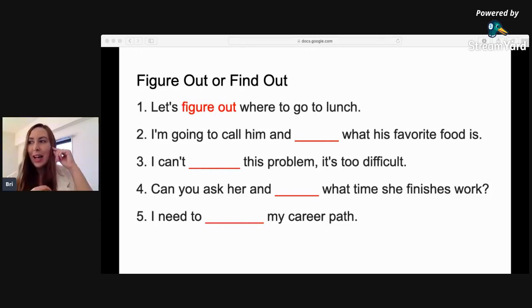Oh, how about Japanese food, right? You're thinking and maybe discussing. So figure out would be the best answer, in my opinion. If you said find out, let's find out where to go to lunch, that means somebody already decided it. So maybe if you're going as a big group and you have a teacher who is arranging this lunch, right? The teacher knows where you're going.